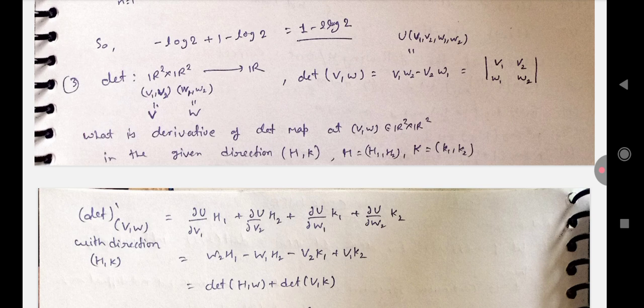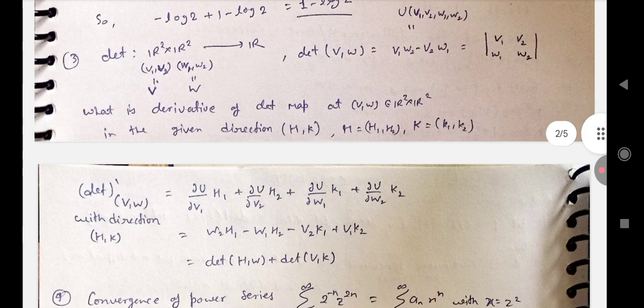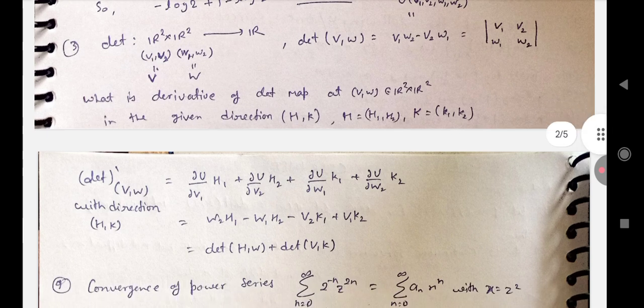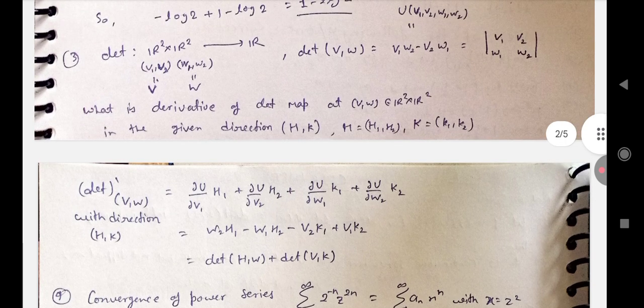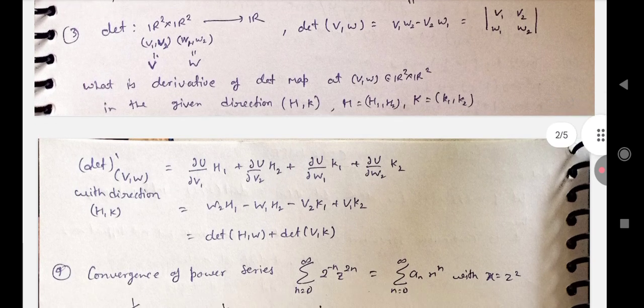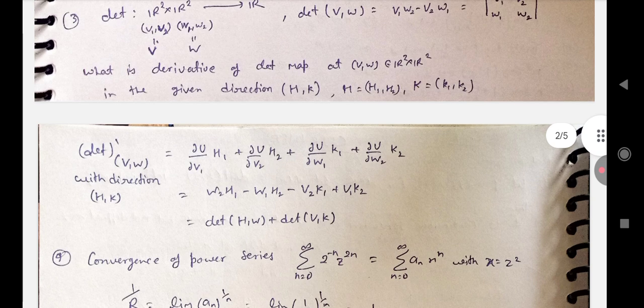So we have vector cross product of two vectors, then we have scalar in R. Determinant is defined like this. What is the derivative of the determinant map at v comma w, where v belongs to R2 and w belongs to R2, in the given direction h comma k, where h is h1 h2 and k is k1 k2. So we need to find a direction derivative.